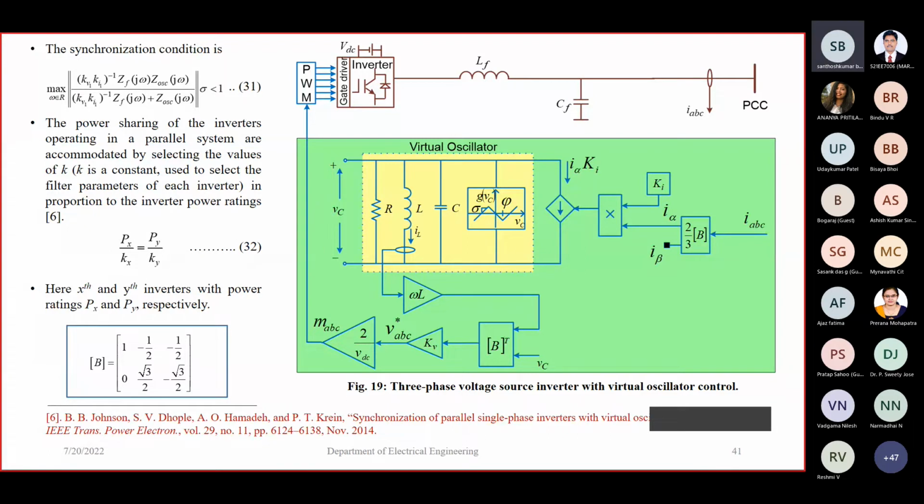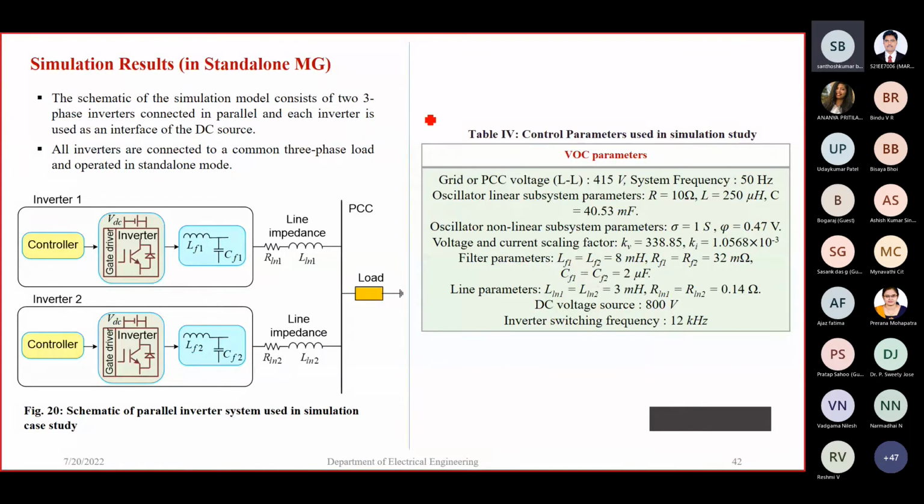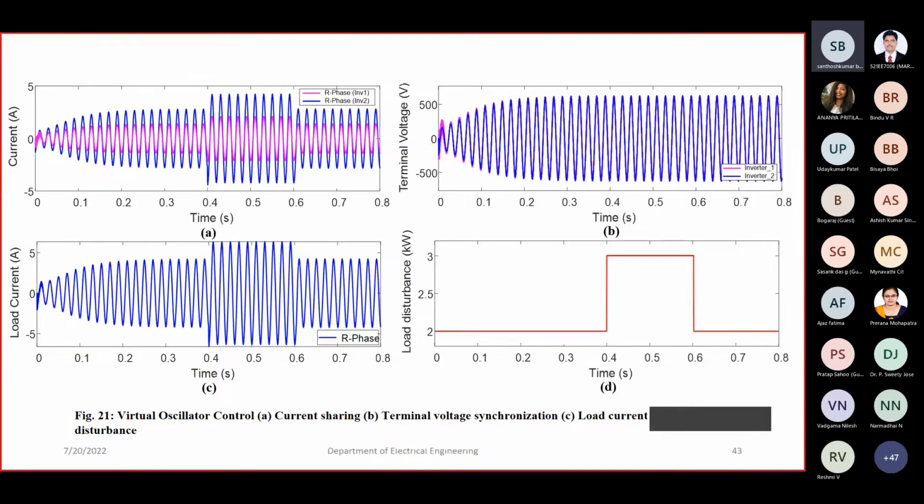VOC, and similarly, the same. I have connected two inverters in parallel, and table 4 shows the VOC parameters and system parameters. Here you can see they are the same at 0.4 second. I'm intentionally giving no disturbance. You can see it immediately reaches the steady-state values. Immediately the load current is changing, and they are sharing currents proportionately.